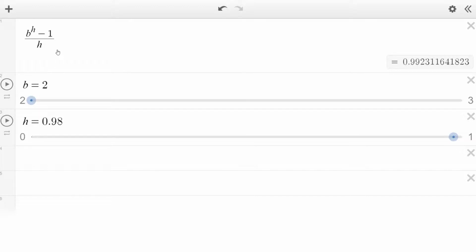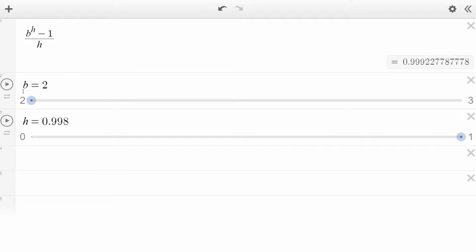In fact, let me try to convince you. I have b to the h minus 1 over h. I don't know what the base is. I know that h is tending to 0. Here's my slider for h right here. h tends to 0, right? We want this output to become 1. Wouldn't you agree? Yet, as I let h go to 0, you could see that b to the h minus 1 over h is not tending to 1. It's tending to something else.